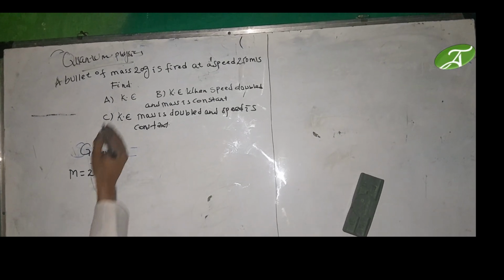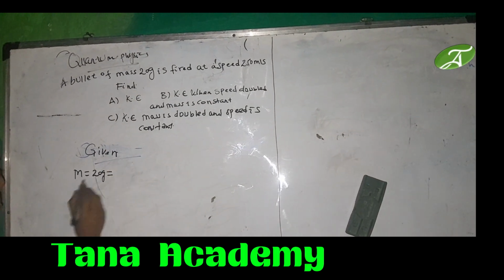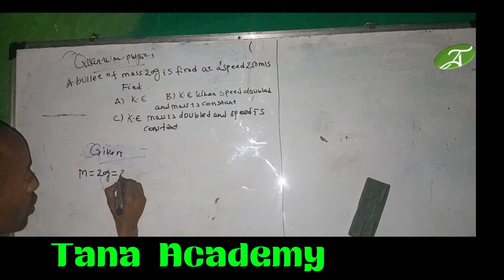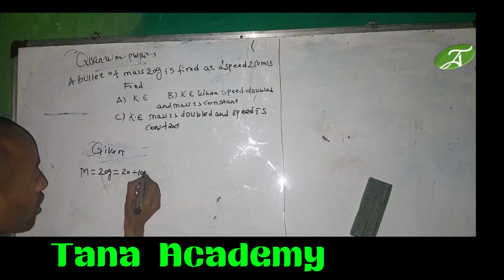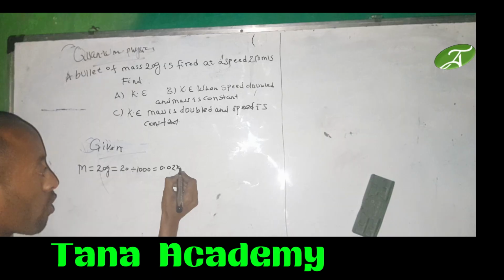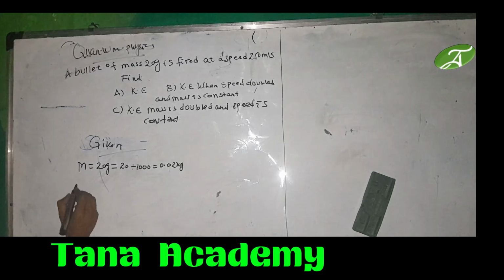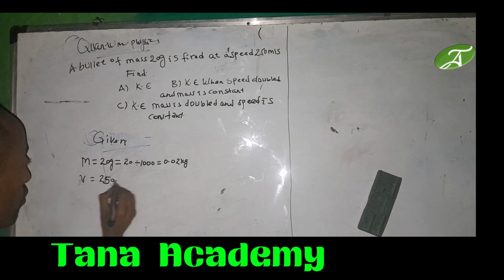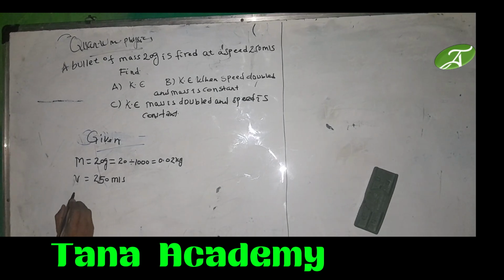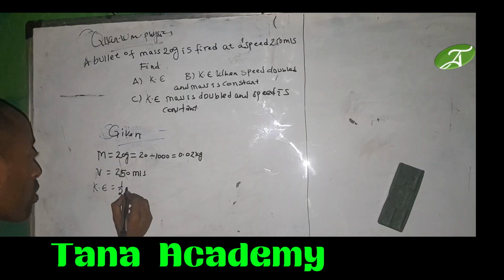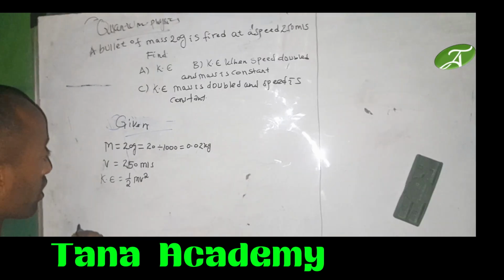Okay, therefore, when we have given parts, mass is 20 gram, it must change into kilogram. When divided by 1000, it becomes 20 divided by 1000, and it means 0.02 kilogram. And speed, or V, is equal to 250 meter per second, and kinetic energy is equal to 1/2. We have the given formula: mass times speed squared.